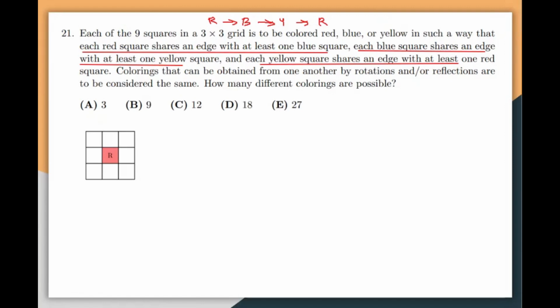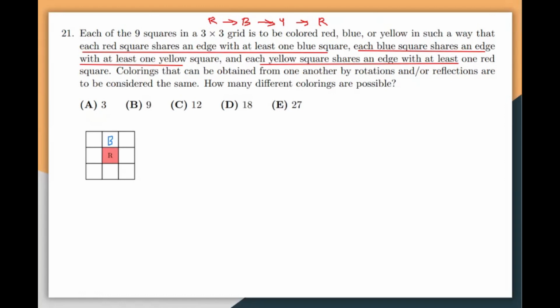Now we can start with our requirement. Red is going to be next to B, which is blue. There are 4 sides next to R, but it doesn't matter which one you start with. If I start with this one being blue, or this one, or that one, I can rotate it and get exactly the same position. So there's no real difference between putting B here or right there, as long as you have one red in the middle.